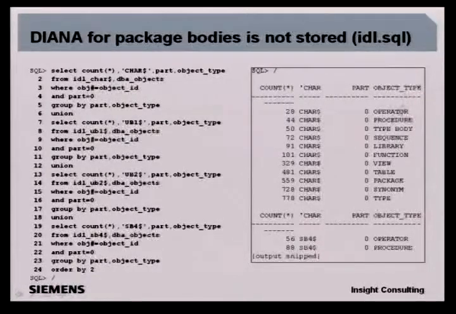So that's operators, procedures, type bodies, functions, packages, which is the actual package header, not the package body. So for package bodies, the Diana is not stored in the database, but the M code is. So if you wanted to unwrap PL/SQL, it's probably not going to be feasible to unwrap all PL/SQL from the database because it's not actually stored. Oracle throws it away after it's compiled it, doesn't keep it.